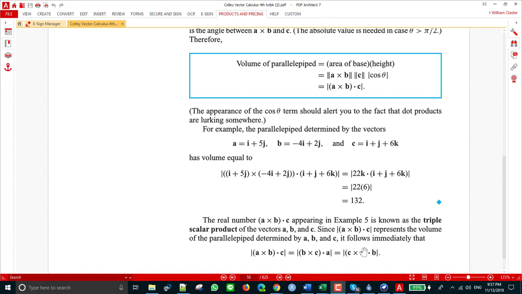Their volumes all have to be the same so that you can get this identity, that this equals that, because we have the same components for a parallelepiped, so we're talking about the same parallelepiped.